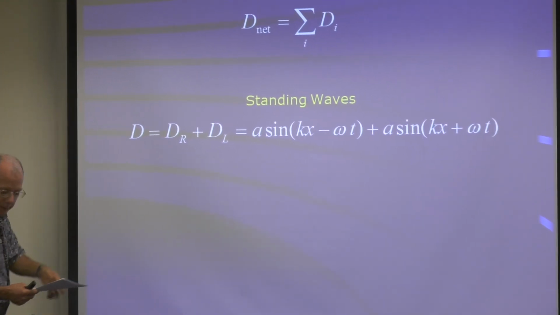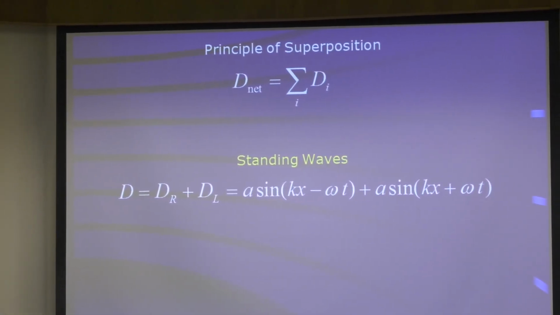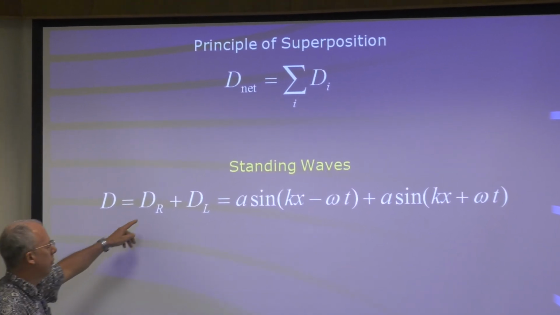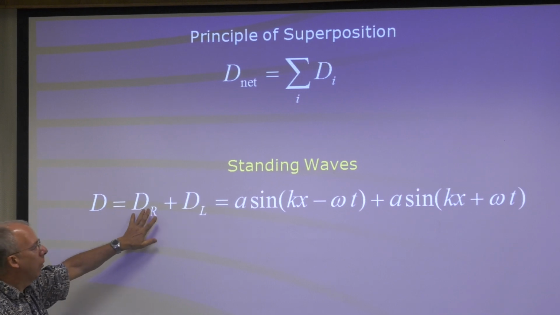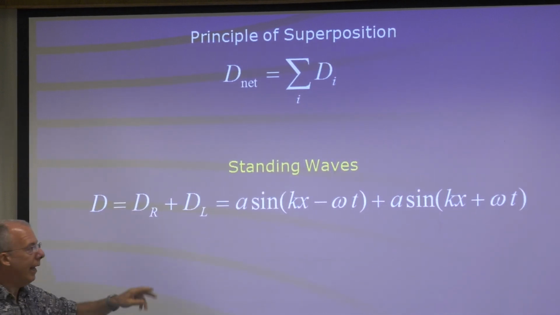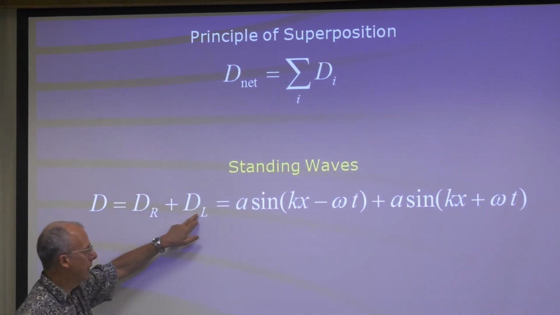So what did the guy say? He said initially there's a wave, let's say going to the right, and then it reflects, so it goes to the left. So what are we doing? We're adding 2 waves, right, or the displacements. So this is displacement to the right plus displacement to the left.